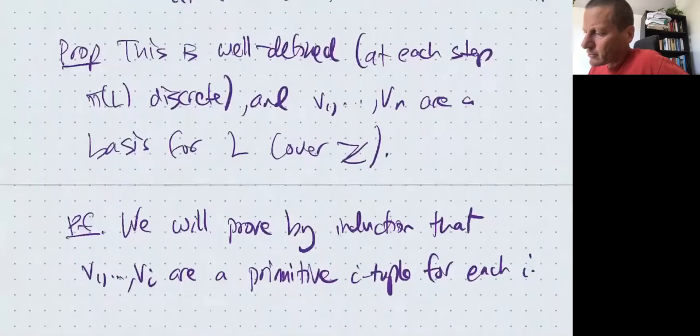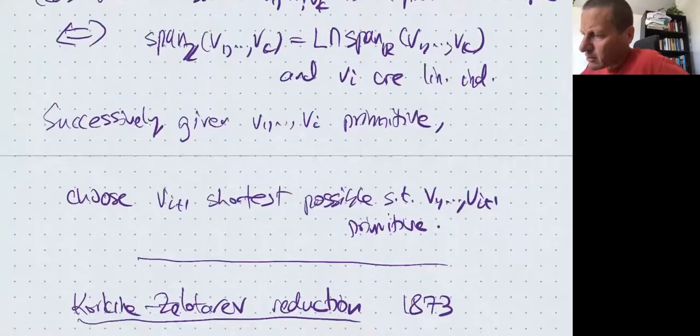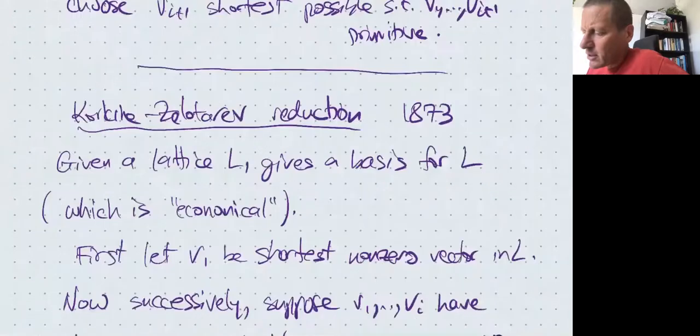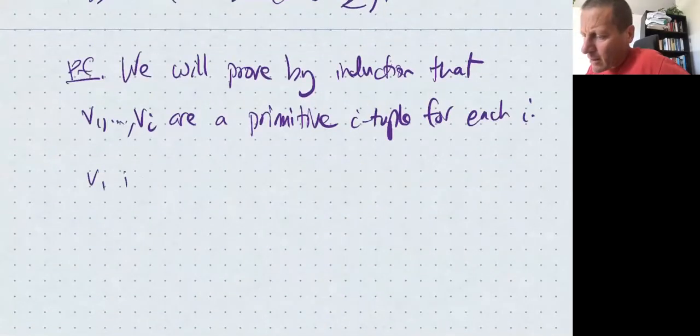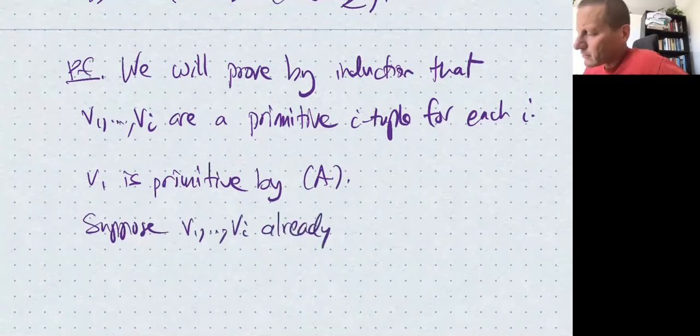Let's give this condition a name. Let's call this statement A. There was a corollary last week, corollary 4 or 5. Let's just call it A for now. v1 is primitive by this statement A. Suppose v1 up to vi are already chosen, and so they are primitive by induction.